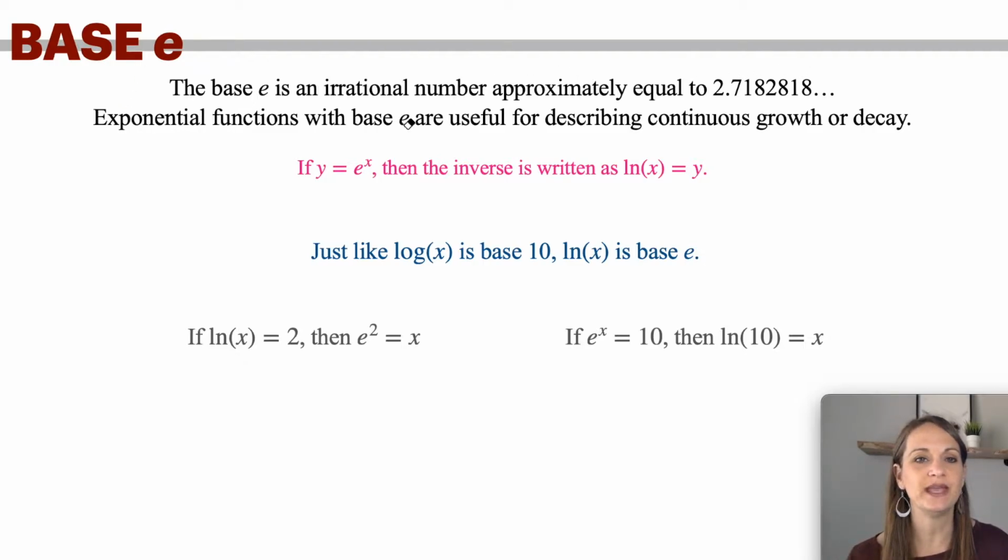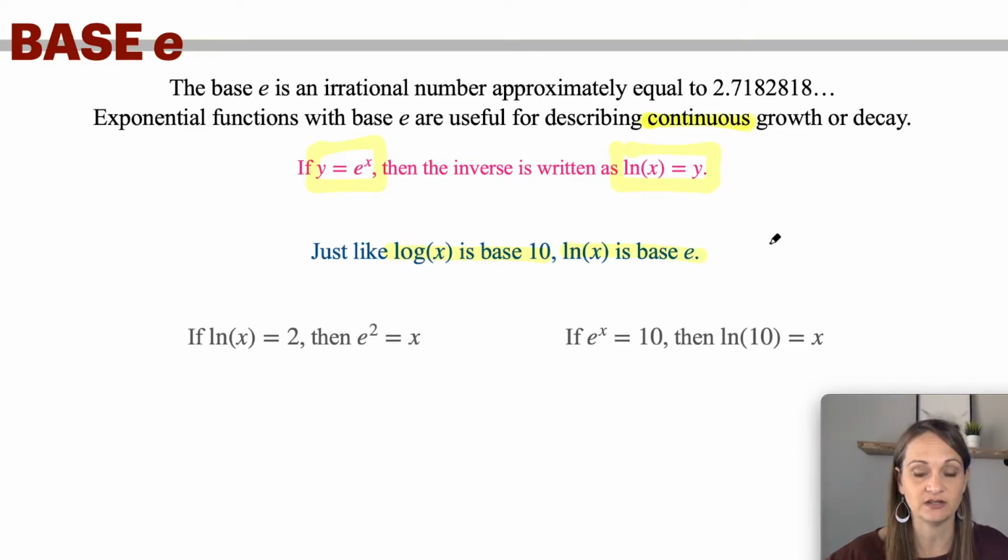Exponential functions with a base e are useful for describing continuous growth or decay. And if y equals e to the x, then the inverse would be written as natural log of x equals y. So e to the x and natural log of x are inverses of each other, just like log of x in base 10 and 10 to the x are inverses.